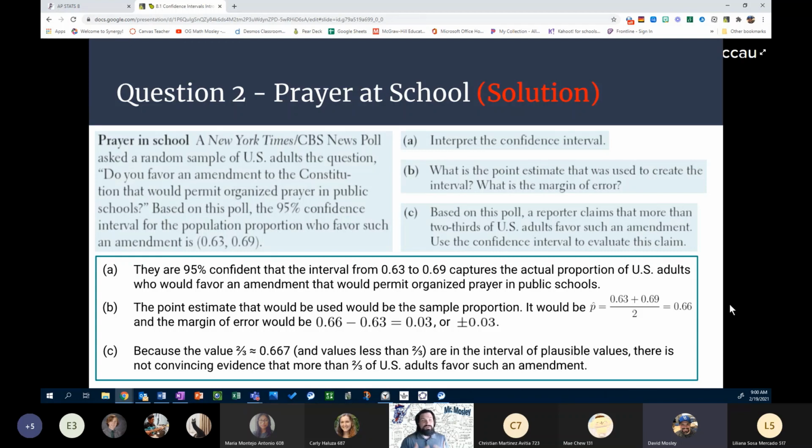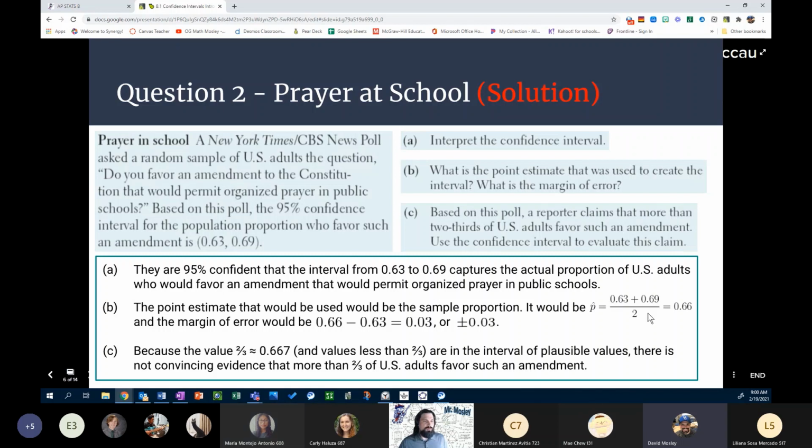Right. Are there any questions? Anything I can clarify before we move on to the next question? How did you get, well, the number 2, the 0.63 plus 0.69 divided by 2?